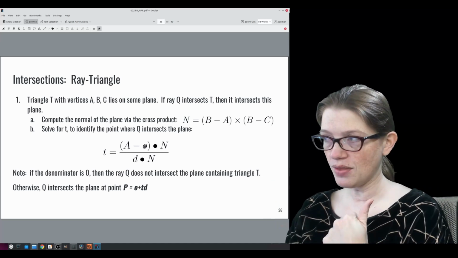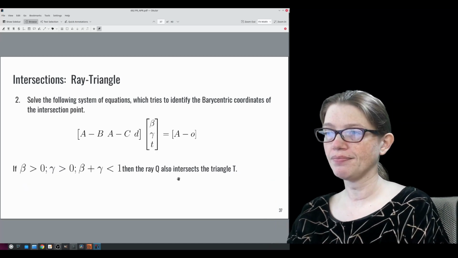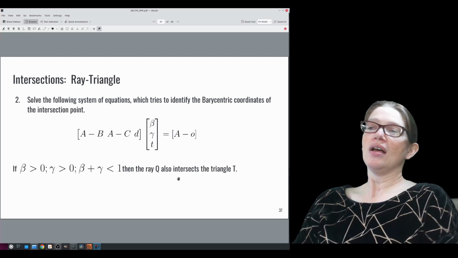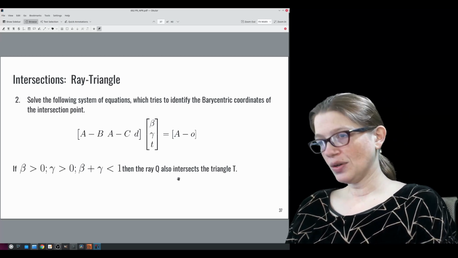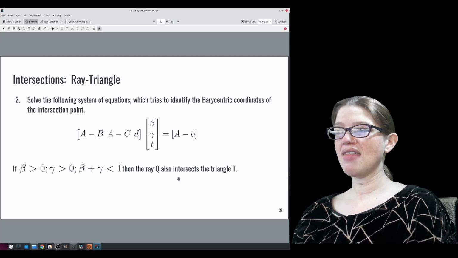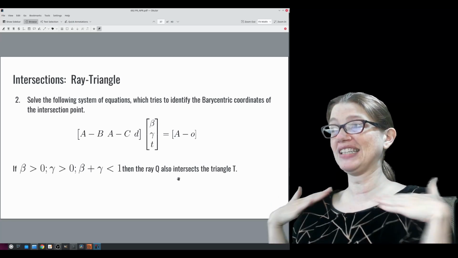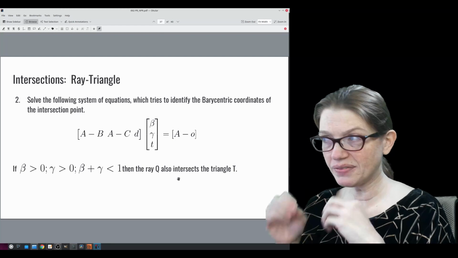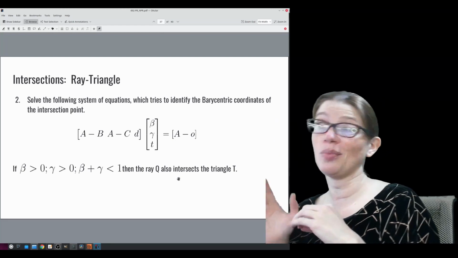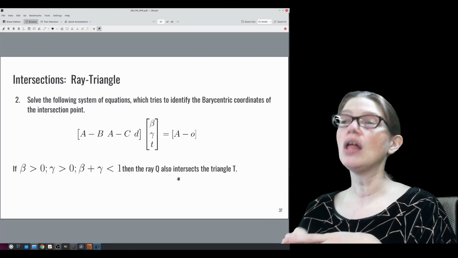So that's the other thing to keep track of. The next thing that we're going to do, now that we've determined that the ray intersects the plane, is figure out whether the ray intersects the triangle. There are lots of different techniques that we can use to determine that.